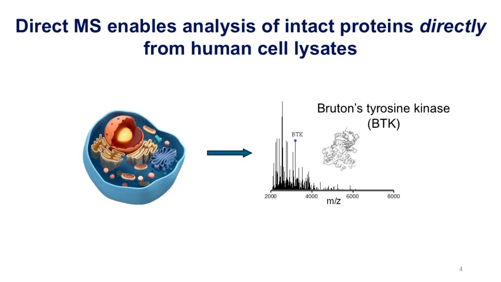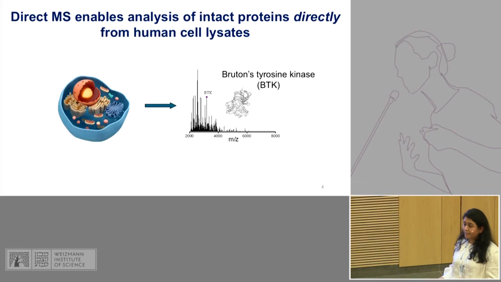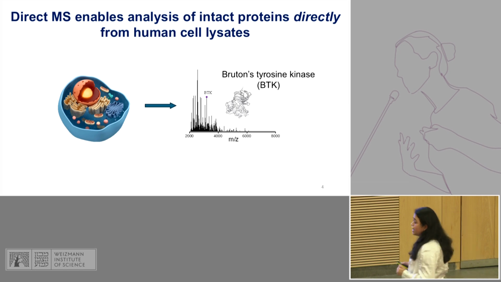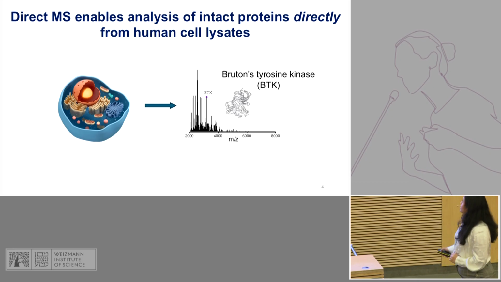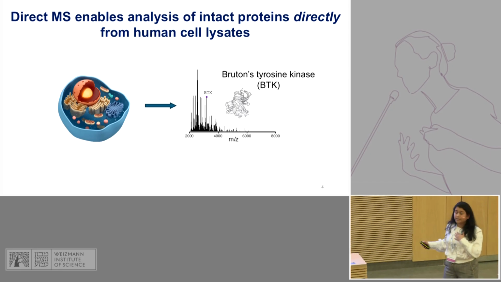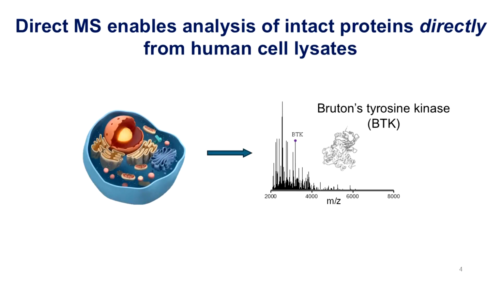A few years ago, from our lab, we showed that we can identify protein complexes directly from human cells. This method is known as direct MS, which offers rapid analysis of overproduced intact proteins directly from human cells. Here we can see our target protein, Bruton's tyrosine kinase, BTK. Please remember, in all of my slides I will talk about BTK. Here we can see the signal from our target protein. BTK is a very well-known target, and it is usually used to treat hematological cancer.